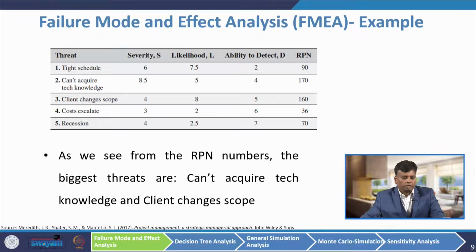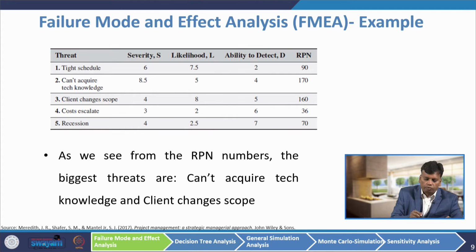Now, I have brought a sample table to explain how we got this risk priority number. For example, say there is a project 1. The first threat is tight schedule; like that we have 5 possible threats for the project. The second threat is cannot acquire the technical knowledge, the third is client changes scope, the fourth is cost escalation, and the fifth is recession.